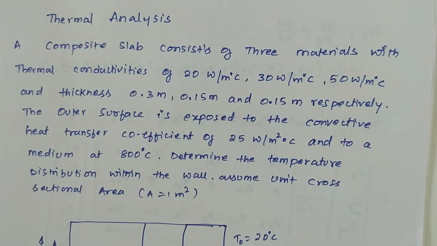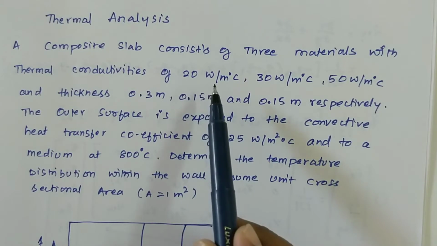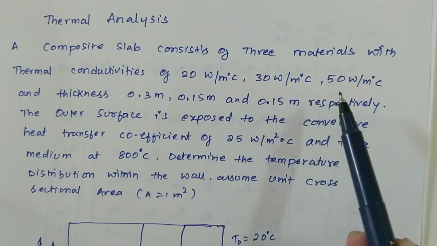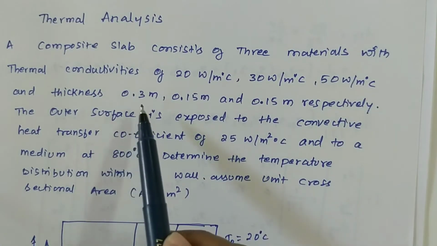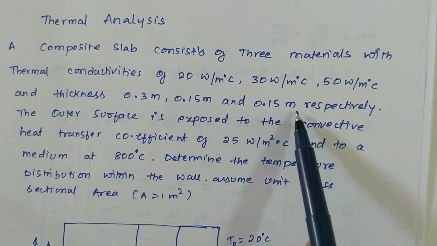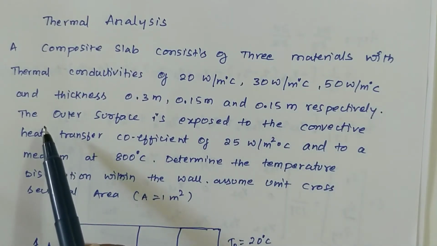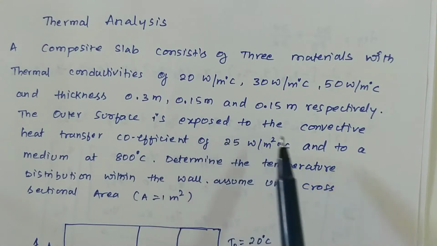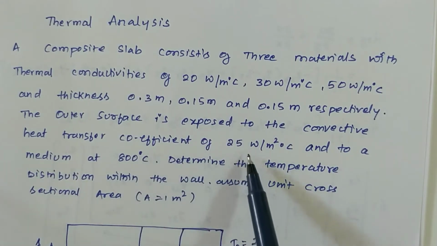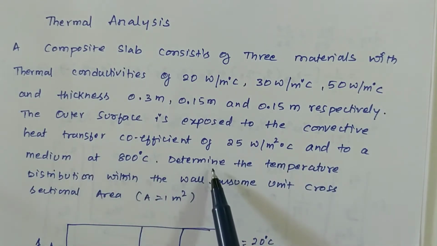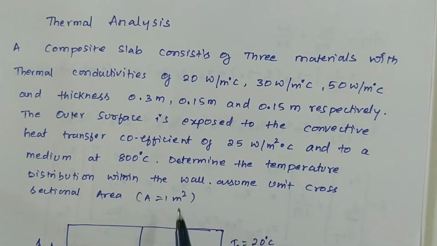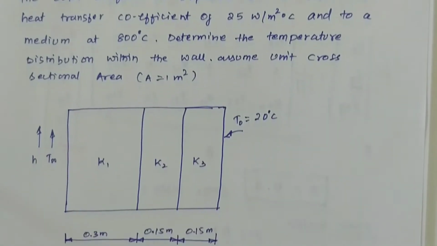A composite slab consists of three materials with thermal conductivities 20 watt per meter degree centigrade, 30 watt per meter degree centigrade, and 50 watt per meter degree centigrade, and thickness 0.3 meter, 0.15 meter and 0.15 meter respectively. The outer surface is exposed to a convective heat transfer coefficient of 25 watt per meter square degree centigrade and to a medium at 800 degree centigrade, and we need to determine the temperature distribution within the wall. Assume unit cross sectional area. This is the problem given.